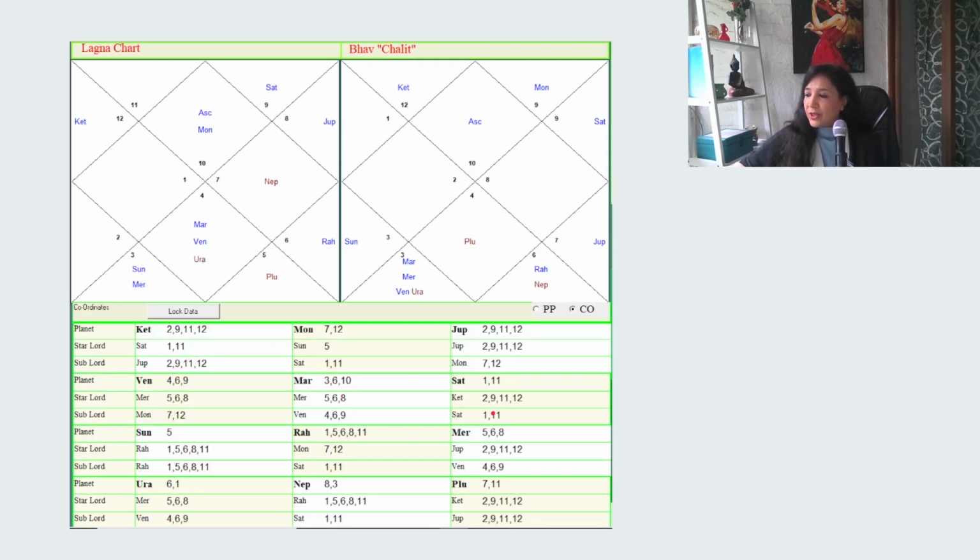Now here in this chart, we saw Rahu was a sublord. First house cusp sublord. And Rahu is getting linked with 7th and 12th. Here Rahu is not self-significator. It is here at star lord level. Okay. Now first house is getting linked through star lord.